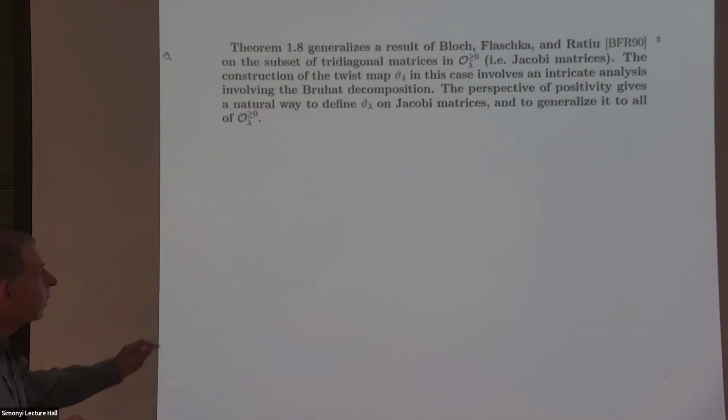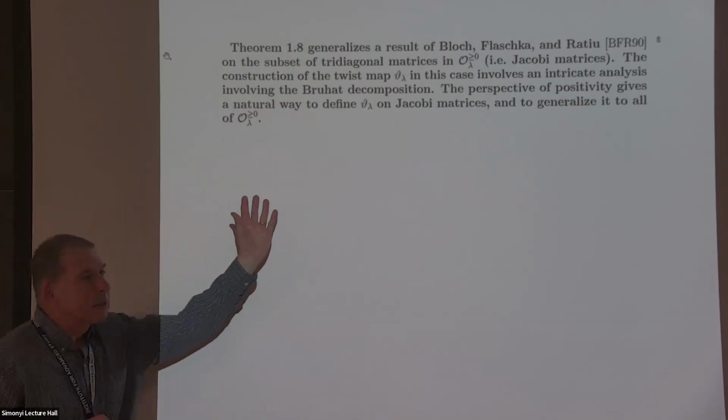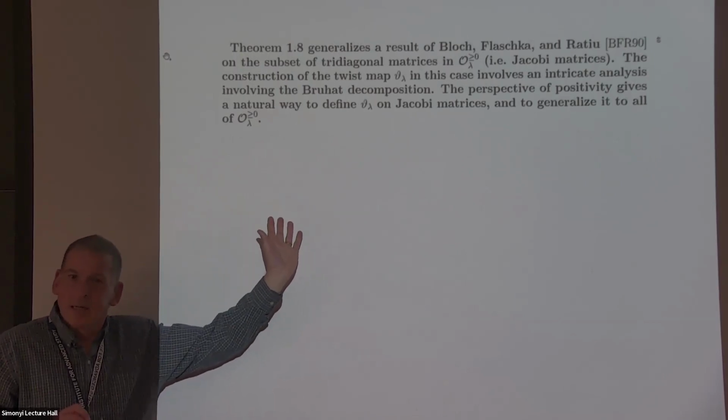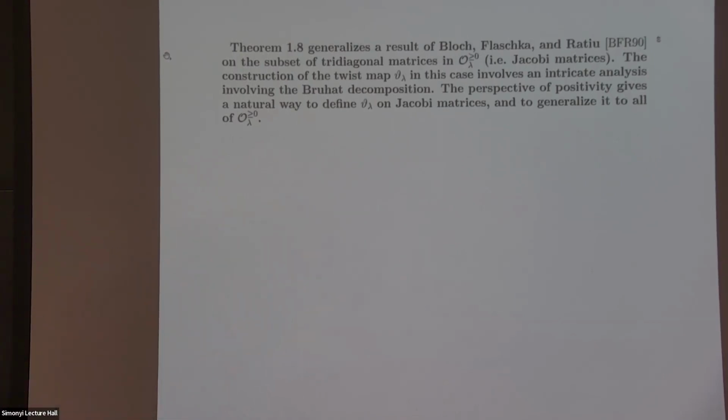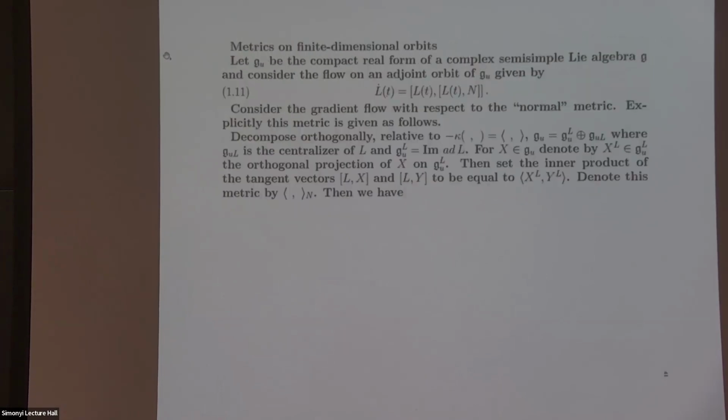And that generalizes this result that I did earlier with Flaschka and Ratiu. And the beautiful thing is, it was kind of complicated, but using total positivity in the twist map, you can show this in a beautiful and elegant way. And that was the last piece of this paper that I wrote with Stephen. So that's pretty much it.